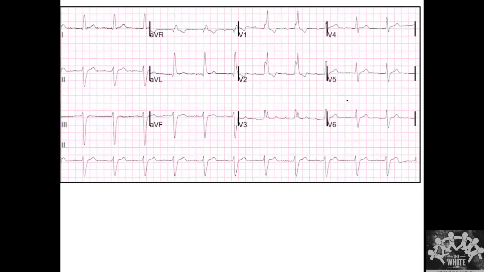Yeah, tell this. This ECG has a lot of things, but if you tell the major things, it's sufficient. Let's see the answers.